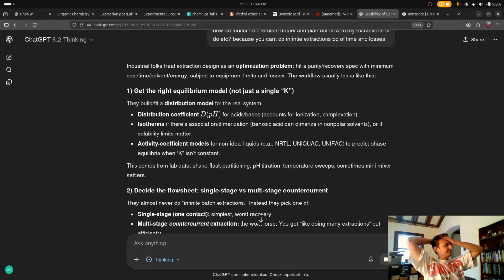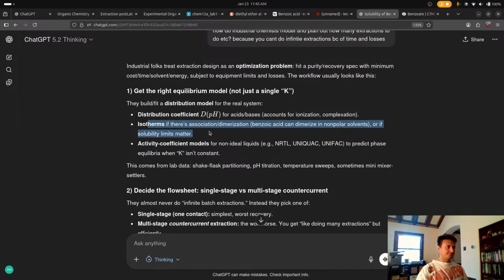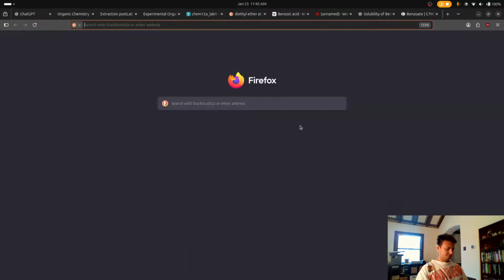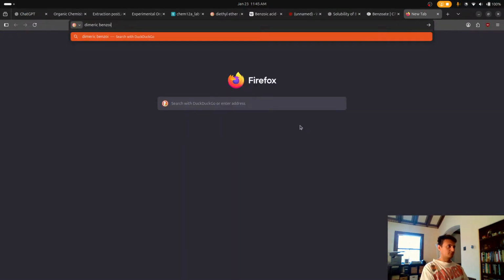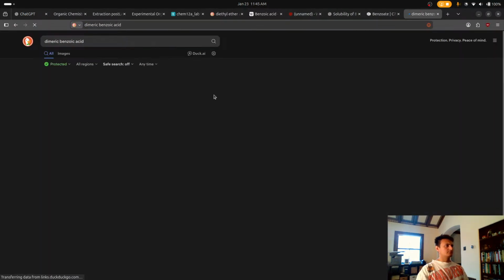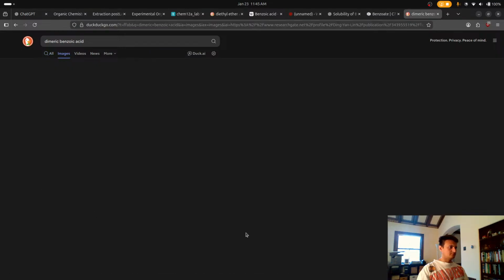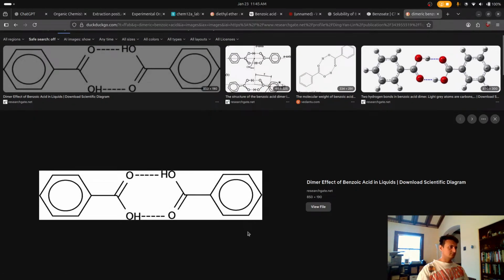They build and fit a distribution model for the real system. So distribution coefficient for, so is that what we're, what is dimerize? That's kind of interesting.